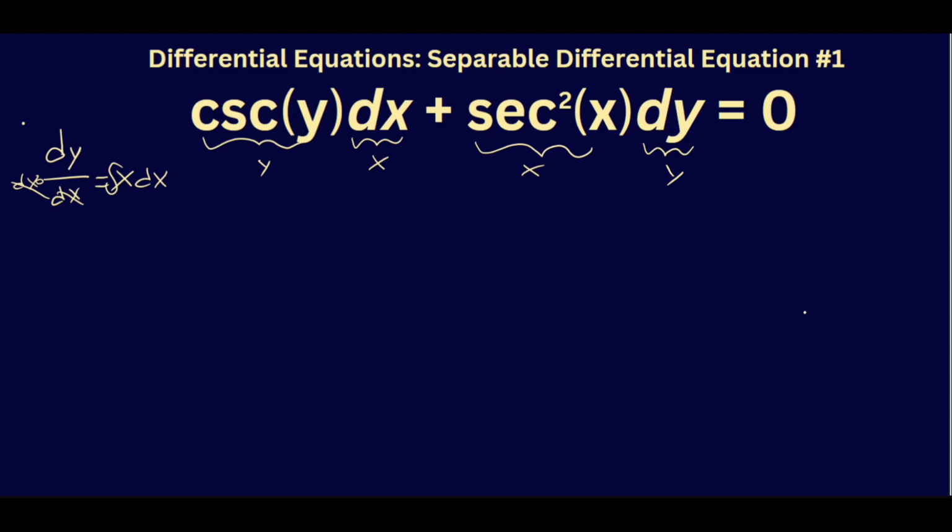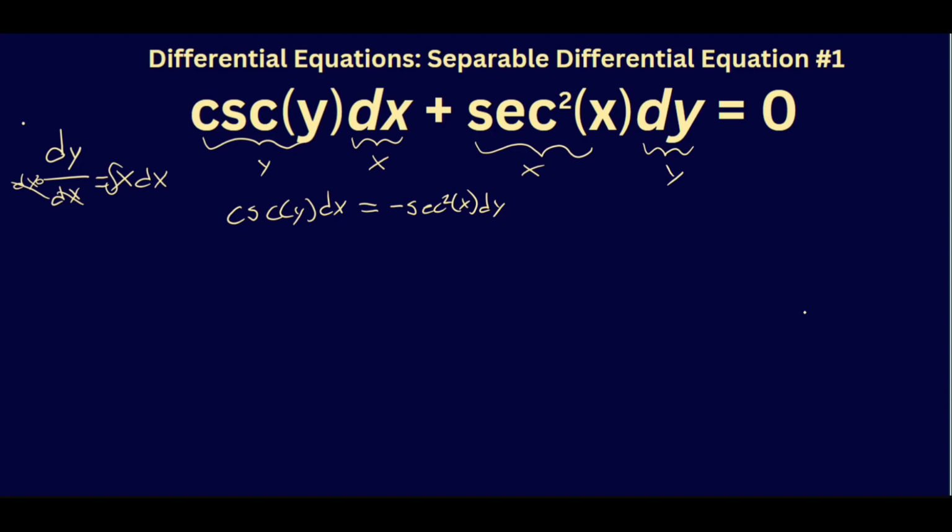Now, the first step we want to do is just get them on opposite sides. Just like when you're in algebra and you move the x's to one side and numbers to the other side, we can do that here too. So we have cosecant y dx is equal to negative secant squared x dy. Cool, perfect. Now we can't integrate both sides yet, and the reason is here we have a function in terms of y and the differentials in terms of x, so we won't really get anywhere.